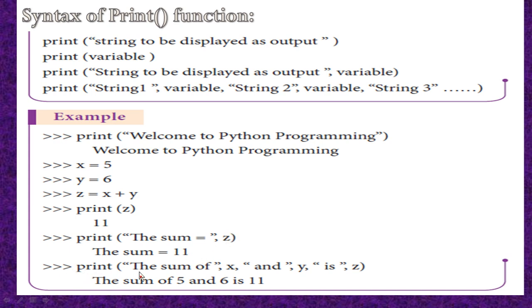Another example: print the sum of, this is string 1, comma x, this is variable 1, and this is string 2, followed by a variable, string 3, followed by another variable. Now the output is the sum of, this first string, followed by the value of x, and this is the second string, displayed here. The value of y is displayed, and the result is 11. So the sum of 5 and 6 is 11.